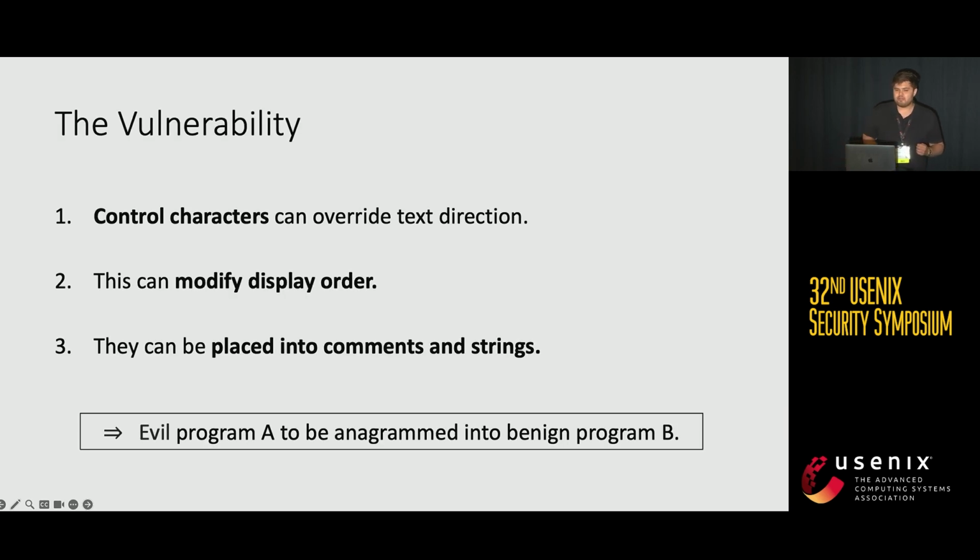So let's run through all of that again, and I'm going to call this our architecture here for a pattern of vulnerabilities. And that is to say, first we started with saying that control characters can override the direction that text is rendered.